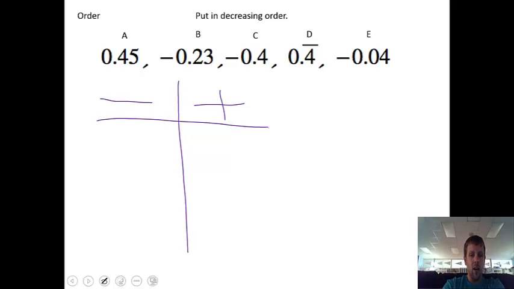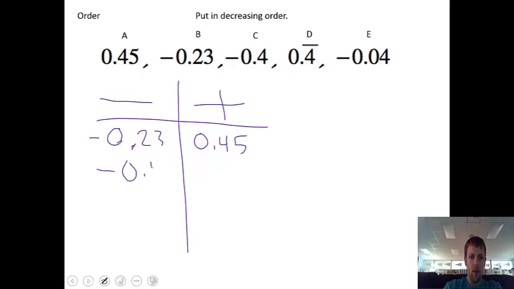I noticed that 45 hundredths is positive. I noticed that negative 23 hundredths obviously is negative. I got negative 0.4. I got positive 0.4 repeating. And I got negative 0.04.